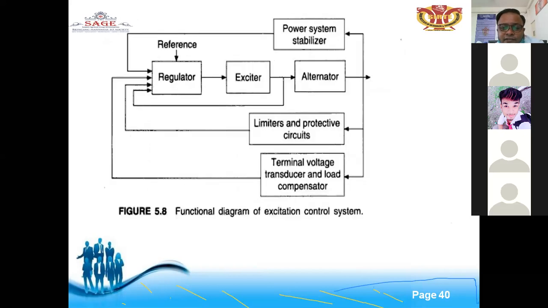Another diagram is the functional excitation control system, in which the reference, regulator, and exciter go into the alternator. For proper functioning, limiters and protective circuits will be installed, along with the terminal voltage transducer and the load compensator. If there is any loss or anything not working properly, it goes into the regulator side, and there is a reference system called the power system stabilizer.